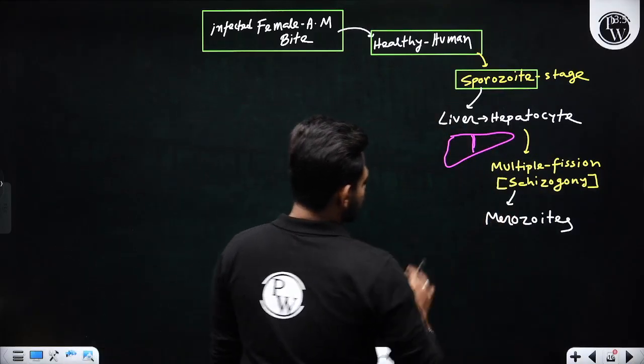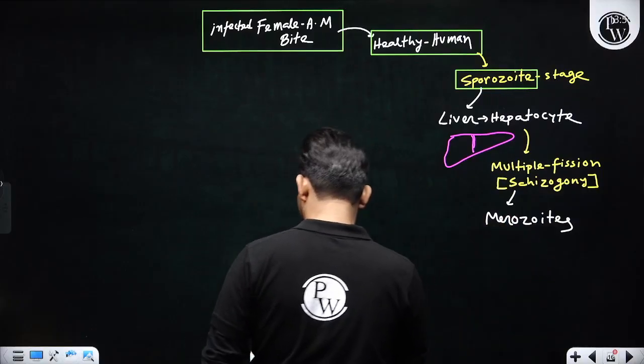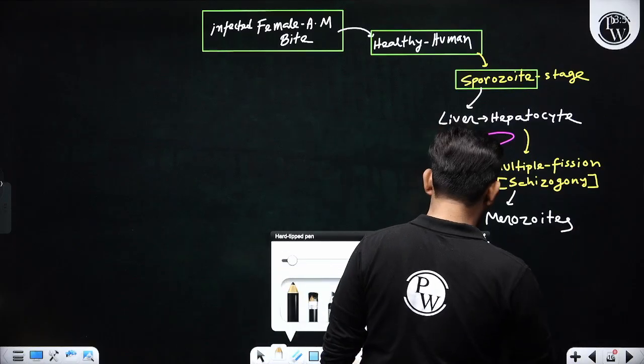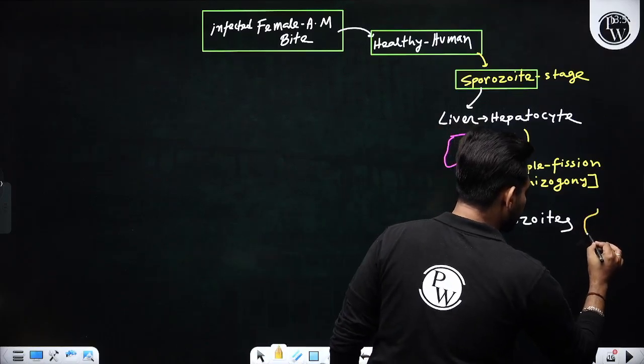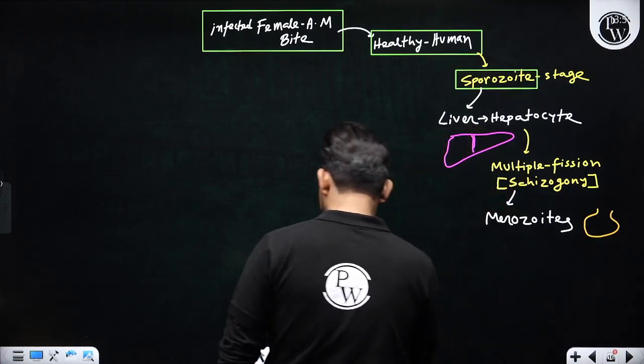So, the merozoite will destroy these hepatocytes and they will come out.